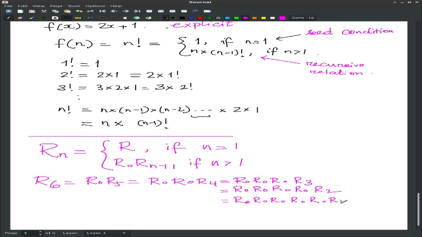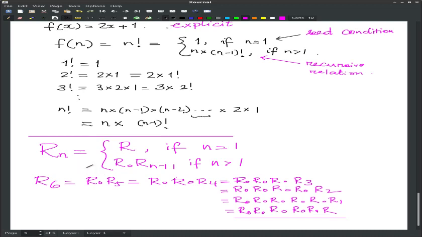This is R1, but I know R1 is R. So this is my evaluation step. The last step is the evaluation. So this is what I was saying intuitively, the paths of length 6. So I compose R 6 times. So that is my Rn.